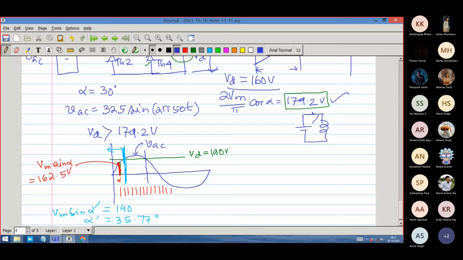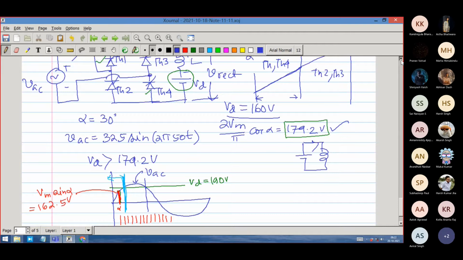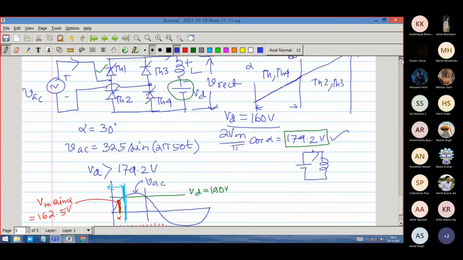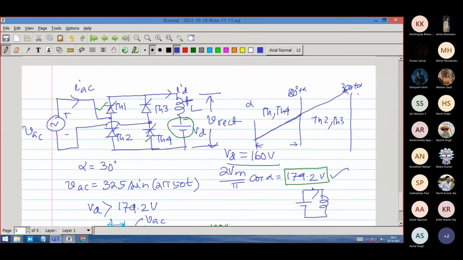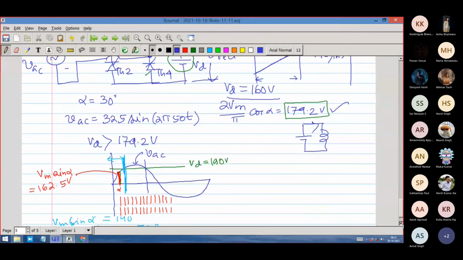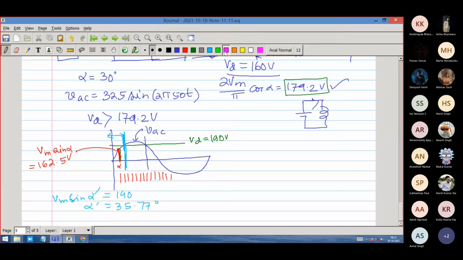Again, it will be reverse biased beyond this point. I'm sorry, it is not reverse biased. Till that point, the input voltage is greater than the DC voltage. So what is the meaning? The effective voltage across the inductor L is till that point positive. So what is the qualitative meaning of that? Thyristor current will be positive.